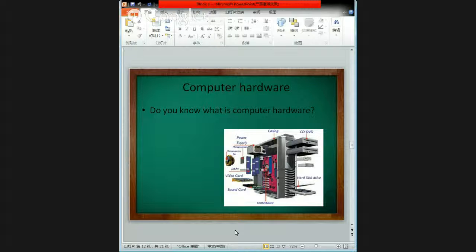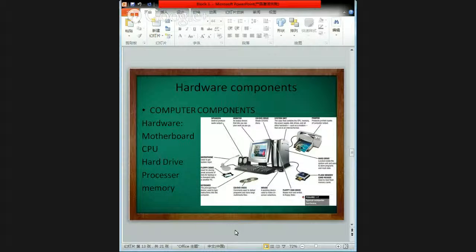Okay, next I will talk about computer hardware. Firstly, I have a question. Do you know what computer hardware is? From this picture, we see the CD, DVD, hard disk drive, the motherboard, sound card, video card. So, as you know, the motherboard, CPU, hard drive, processor, memory, and more are all computer components.